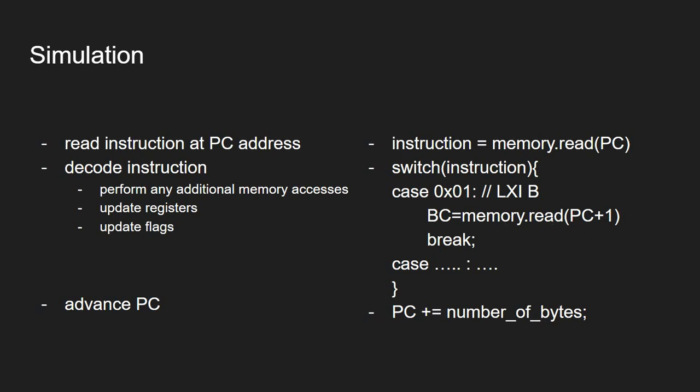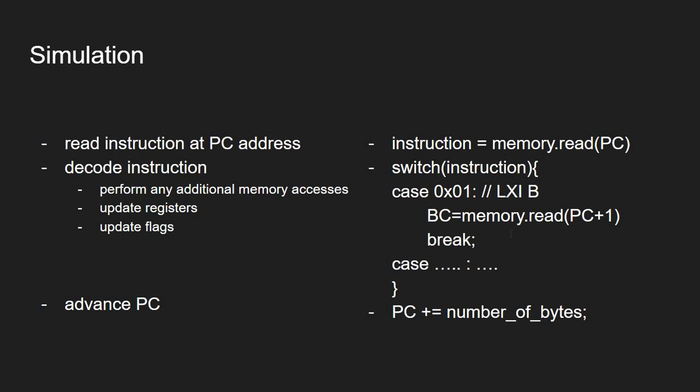We need to perform again a memory read at program counter plus 1, because at program counter we had the instruction opcode, which we already read. So at program counter plus 1 we have the immediate value, which will be stored in the register pair BC, and that's all for this instruction. Then we need to increment the program counter with the number of bytes, in this case 3 bytes. Obviously, this number of bytes probably needs to be set here.